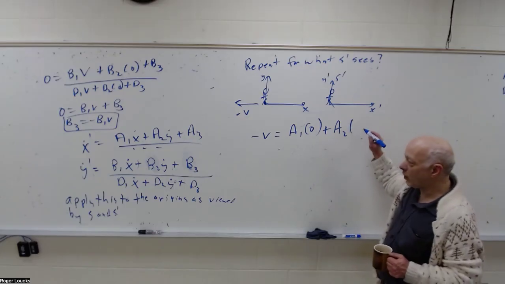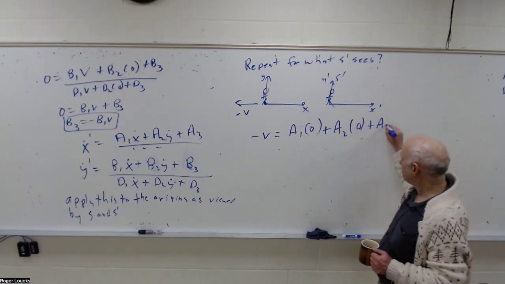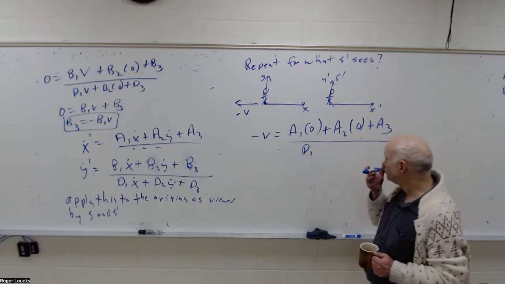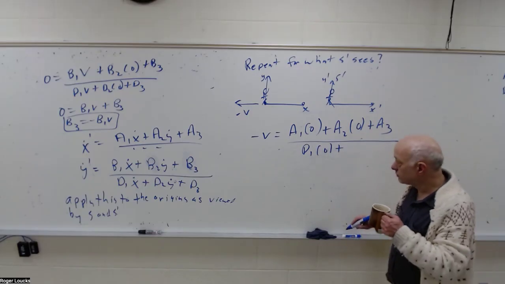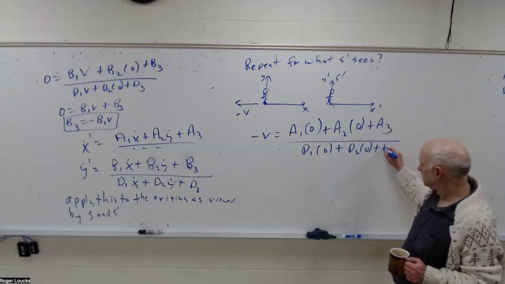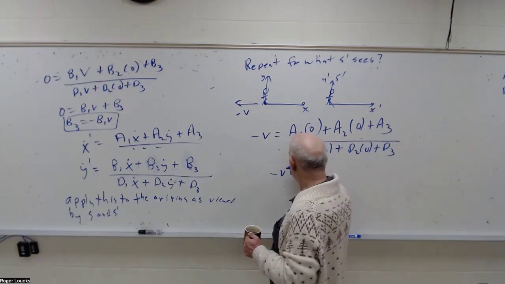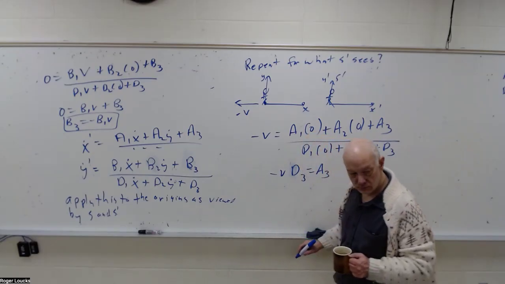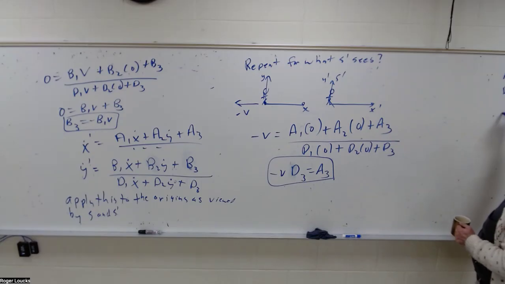So what is y dot then? 0. And then this is A3. And then this is what? This is D1 over 0, plus D2 times 0, plus D3. D3. This gives me minus V D3 equals A3. Now we're going to put that one over here.